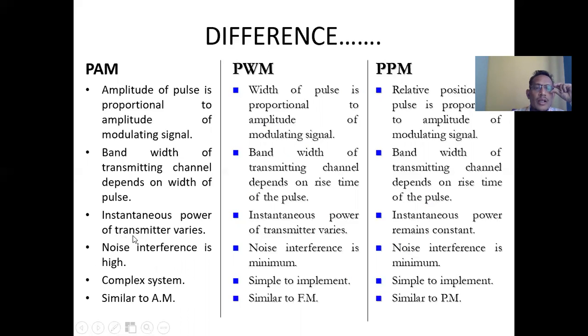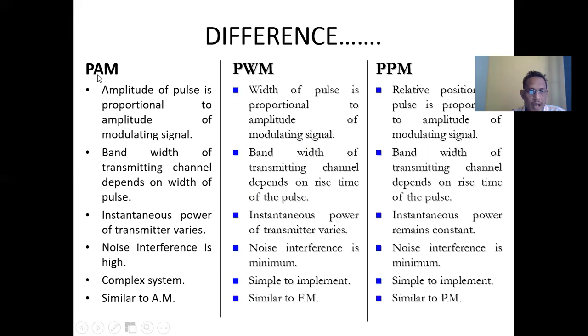Instantaneous power of the transmitter is always varied. That means this is exactly identical to amplitude modulation. In amplitude modulation, we have already defined that the transmitted power is not constant. But in pulse width modulation, the transmitted power is always constant because the amplitude of the carrier signal is always constant. Same thing with pulse position modulation. Instantaneous power is always constant because the amplitude of the carrier signal is constant, since the total transmitted power depends upon the value of A, that is the amplitude, as per the formula.